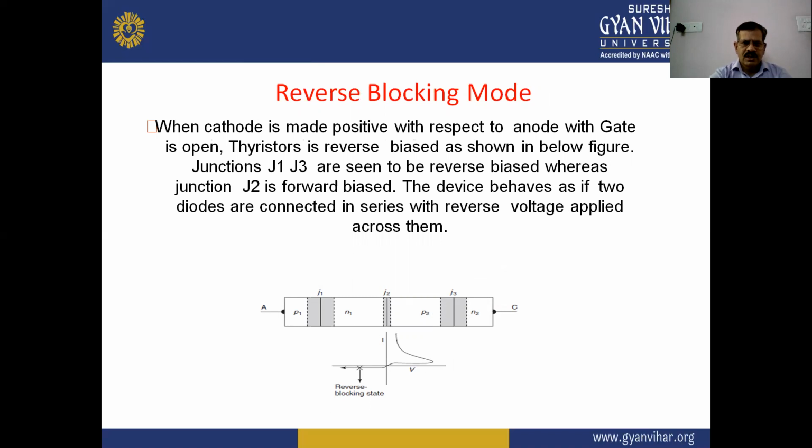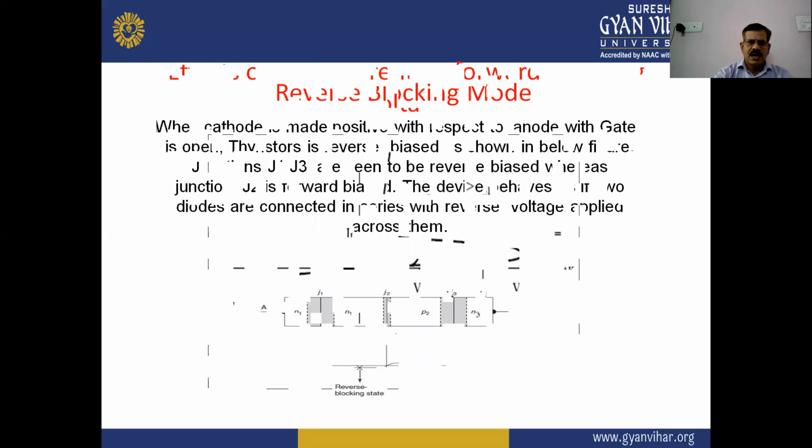So in this figure, the thyristor is reverse biased. Here junctions J1 and J3 are seen to be reverse biased, whereas junction J2 is forward biased. The device behaves as if two diodes are connected in series with reverse voltage applied across them. So this is the reverse blocking mode of the SCR.